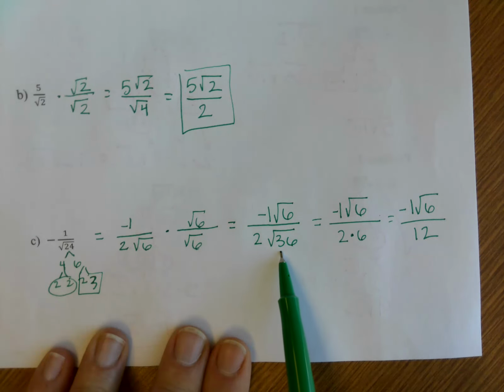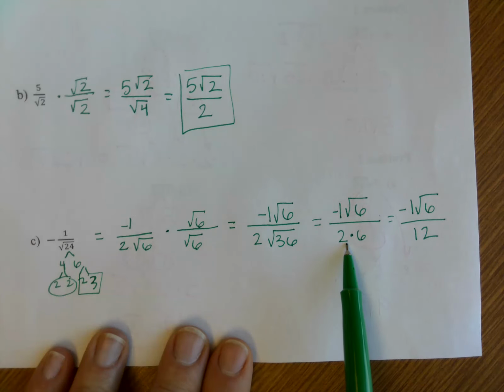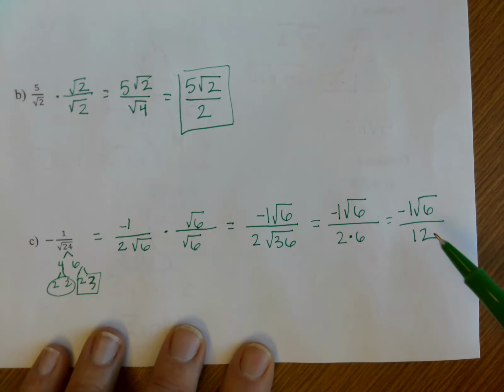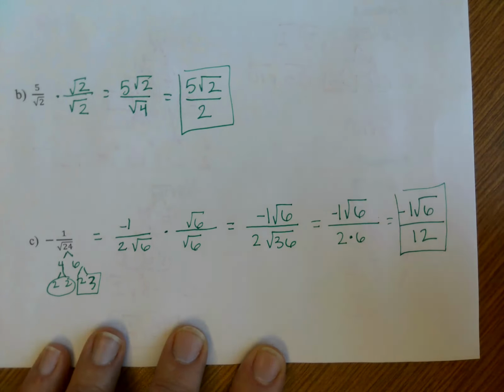I can simplify this right here. Square root of 36 is 6. So now I can multiply these two together because they're both outside of the root. That's where this 12 comes from. Again, I cannot simplify a fraction that was something inside the root and something outside the root. So this right here is my final answer.